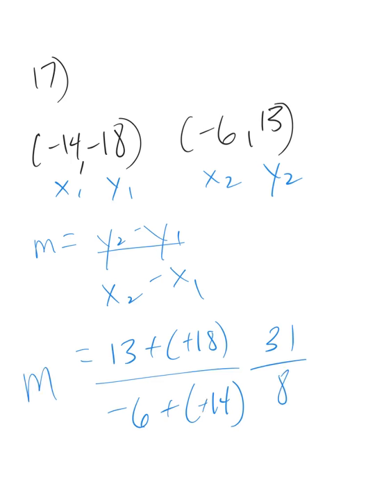Because you guys are rushing again, I labeled my ordered pairs. I did mine the opposite way this time. I took the 13 minus a -18, which would make this a positive. Minus minus is positive. -6 minus a -14 would also make it negative 6 plus 14. The 14 is larger than the negative 6, therefore the 8 is positive. So the answer is 31 over 8.